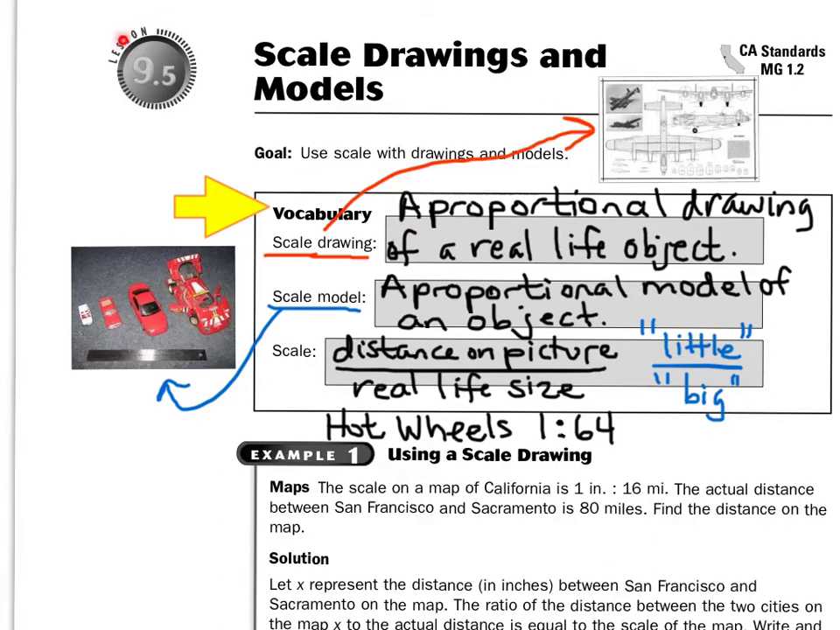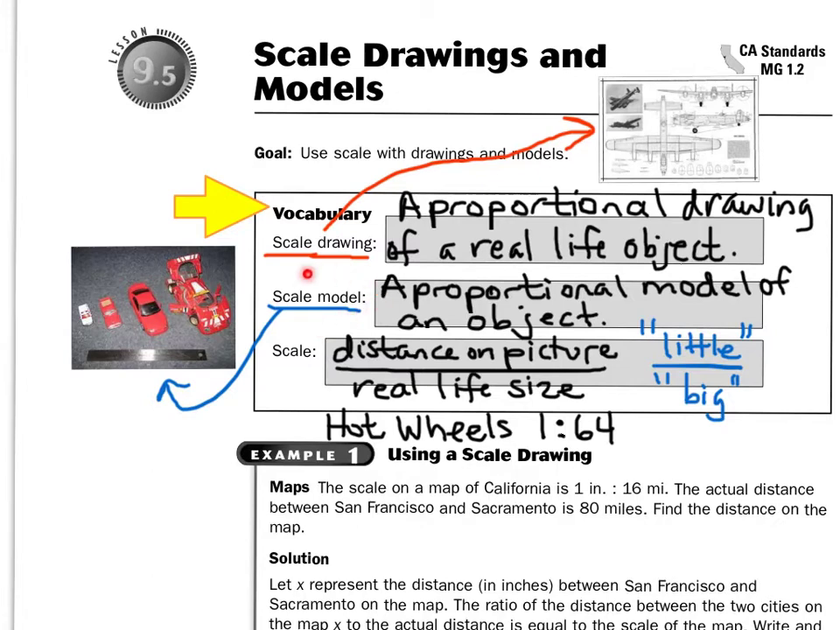Hello, you guys. Let's talk about Chapter 9, Lesson 5, Scale Drawings and Models. Now, everybody's seen a scale drawing. You've seen a map in history, or, for example, this picture here, a scale drawing of an airplane. So it's a proportional drawing of a real-life object.